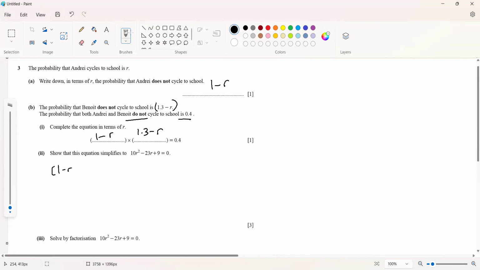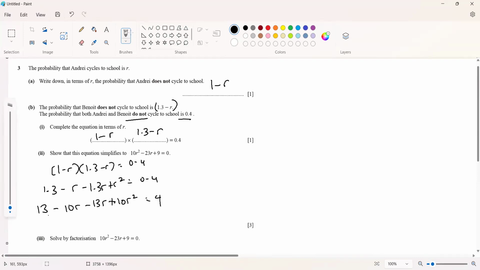So we can just continue to expand the brackets. So this is 1.3 minus R minus 1.3R plus R squared equals 0.4. Multiply everything by 10. This is 13 minus 10R minus 13R plus 10R squared equals 4. So move everything to the left. So 10R squared minus 23R plus 13 minus 4 equals 0. And finally, we have 10R squared minus 23R plus 9 equals 0. And that is shown.